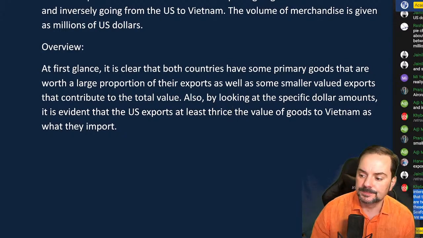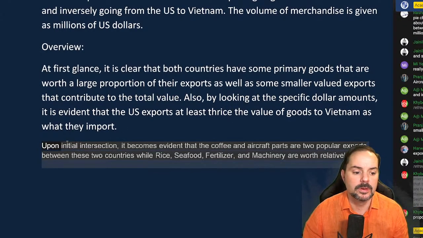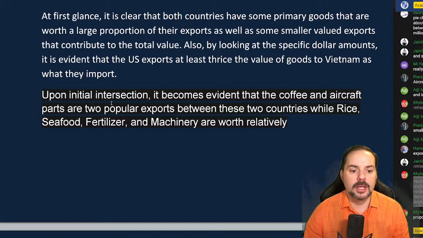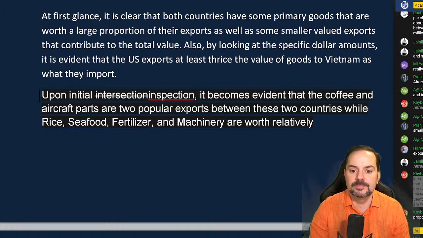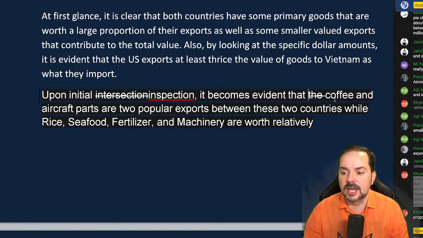Kyber, let's see what Kyber wrote. So this is what Kyber wrote here. Okay, so Kyber writes, upon initial intersection, it's not intersection, so careful with your words here, Kyber. Make sure you've got the right word. Inspection, okay. It becomes evident that coffee and aircraft parts are 2 popular exports between these 2 countries. This is unclear here because we don't know from this sentence, Kyber, who's exporting coffee or aircraft. So you have to make this clear, okay?